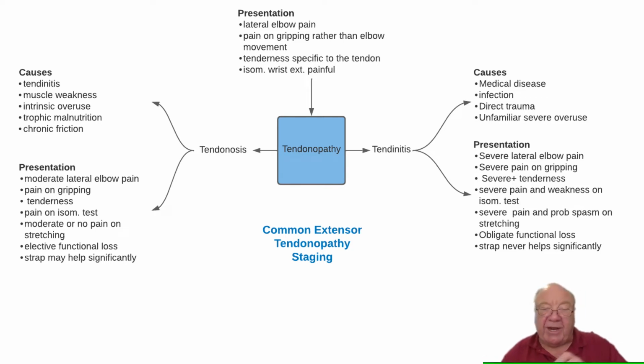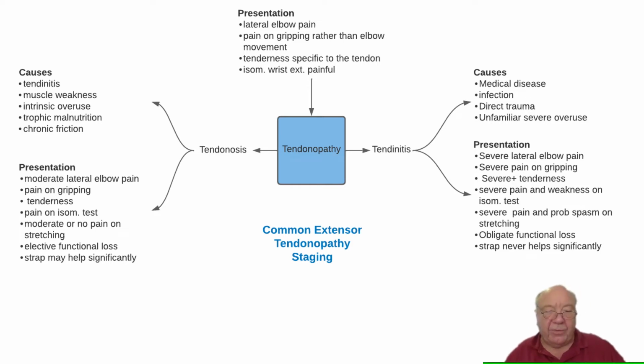There's severe pain and weakness on isometric testing, and on stretching you may well find spasm, but there's certainly going to be severe pain when you stretch this. As I say, there is obligate functional loss usually, and the strap really doesn't help very much. If you put a tennis elbow strap on this thing, it really doesn't help an awful lot. Very, very acute. Causes: medical diseases, infections, direct trauma, and severe unfamiliar overuse.